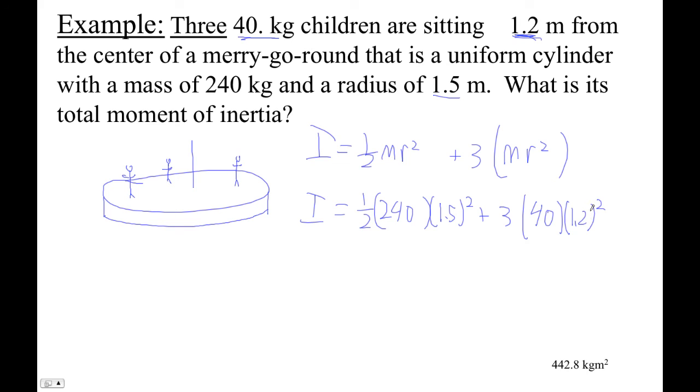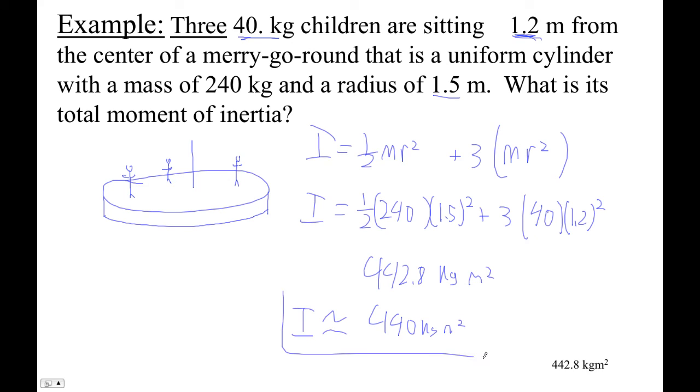All right, let's calculate this. 0.5 times 240 times 1.5 squared plus 3 of these guys times 40 times 1.2 squared, 442.8 kilogram meters squared. We only have 2 sig figs, so we'd have to say about 440. Ta-da. Alrighty.